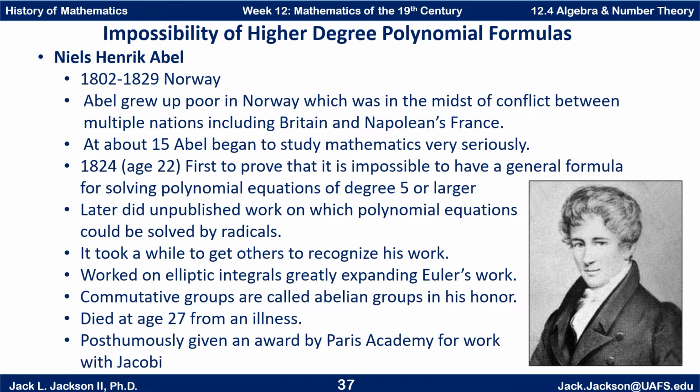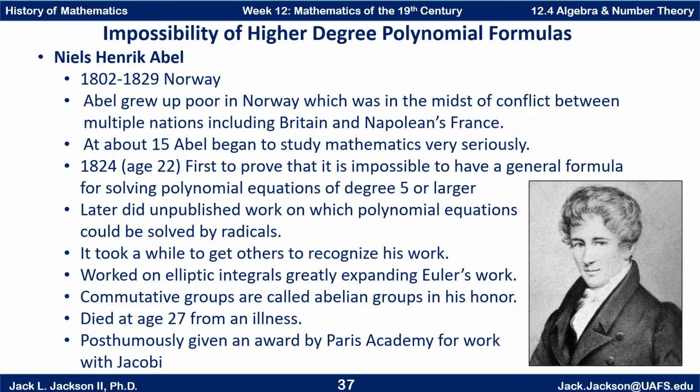And so Abel was actually able to use some things that we would now call abstract algebra to show that these polynomial equations of degree 5 or larger, it's impossible to do that. And later he did some work which was unpublished on which polynomial equations could be solved by radicals, and that work was actually worked out by Galois, who we're going to talk about in the next slide. This work was kind of revolutionary. It took a while to get others to recognize his work. He also worked on elliptic integrals, greatly expanding Euler's earlier work on that subject.